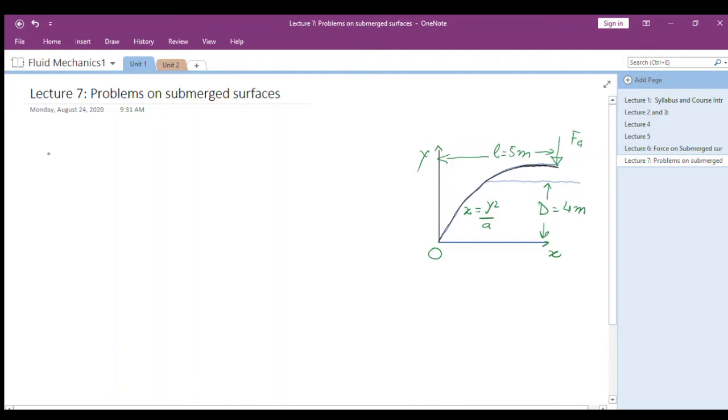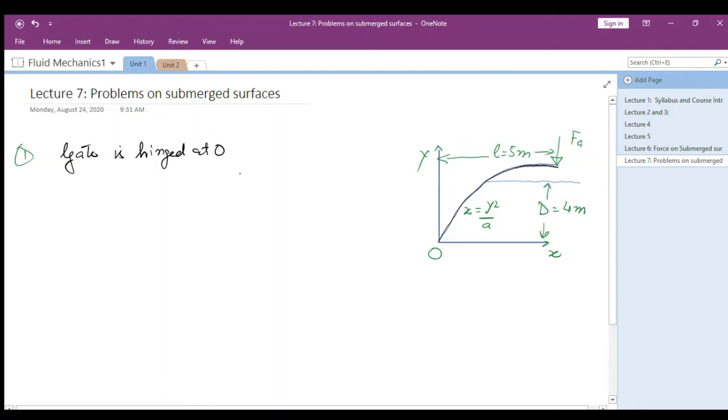This is our problem one. We have a gate which is hinged at O. It's a black curved gate, if you can see. X and Y are the axes which I have drawn. My origin point is O, which is at the hinge.